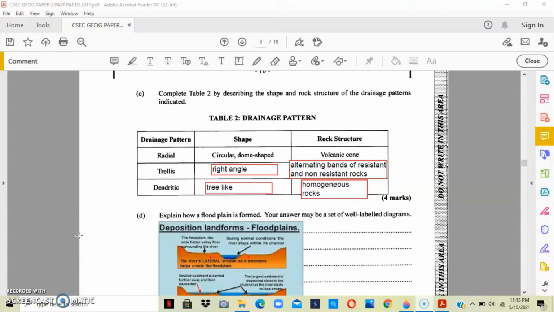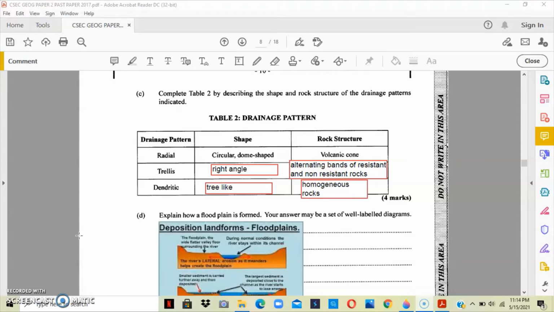Question C basically gives you a table and asks that you describe the shape and the rock structure of the different drainage patterns. The first one was done for you, so you know that the radial drainage pattern basically develops along a volcanic cone-shaped landform, and this is where the river flows outward from a source that is usually found in the central peak. It is commonly found in volcanic islands, for example, like the Eastern Caribbean. So the shape would be circular or dome shape because it takes the shape of the volcanic cone, and the rock type or structure would be the volcanic cone.